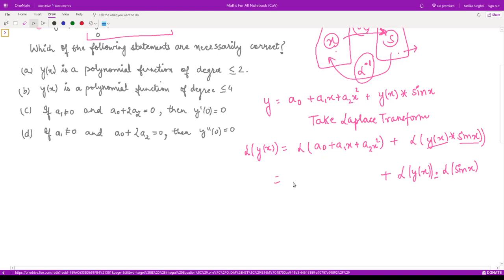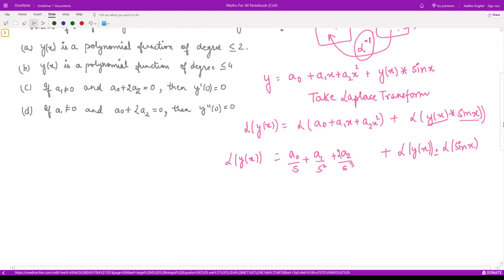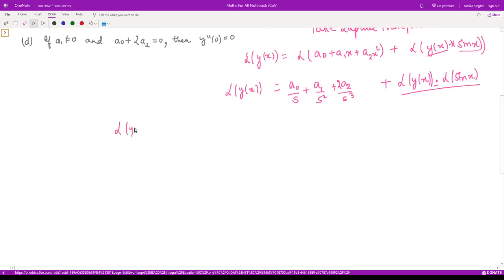And a0 being constant could be taken out. So the Laplace transform of 1 would be 1 by s, plus a1 is constant, the Laplace transform of x would be 1 by s square, plus a2 is constant, the Laplace transform of x square would be 2 divided by s cube. And the Laplace of y of x as it is. So now let's move this term to the left hand side. What do we have? We have Laplace of y of x multiplied by 1 minus Laplace of sine x. What is Laplace of sine x? Do you remember the formula?